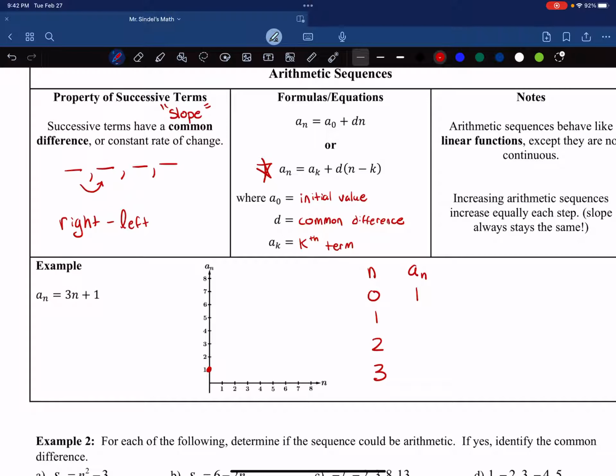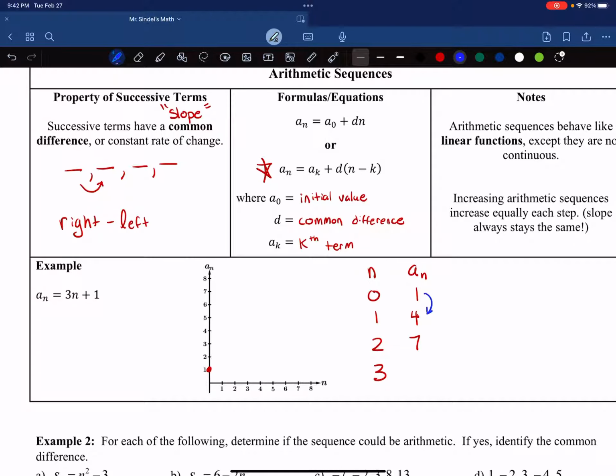Again, we are not going to connect these points. This is a discrete function. It's a sequence. All right, so what happens when I plug in 1? So when I plug in 1 over here, it's going to be 3 times 1, which is 3, plus 1 is 4. When we plug in 2 for n, it's going to be 3 times 2, which is 6. 6 plus 1, 7. And by now you can kind of see the pattern that's happening over here.